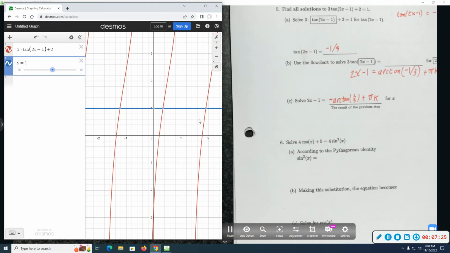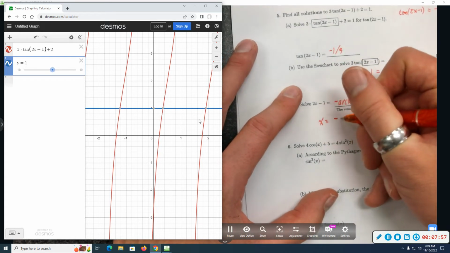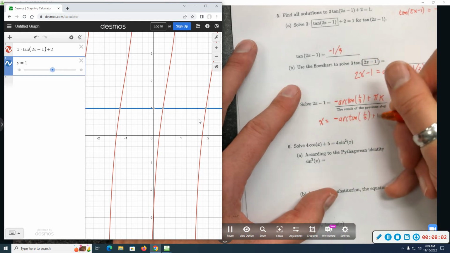Feeling good so far? So on the side with the x's, I now see 2x minus 1. Do you know how to get x on its own when you see 2x minus 1 on one side? And there are no x's on the other side. There's this k that's showed up, but no x's. So what should I do to that to get x on its own? Add 1, then divide by 2. So let's do both of those in a single step. I'll get x equals negative arctan of 1/3 plus pi k.